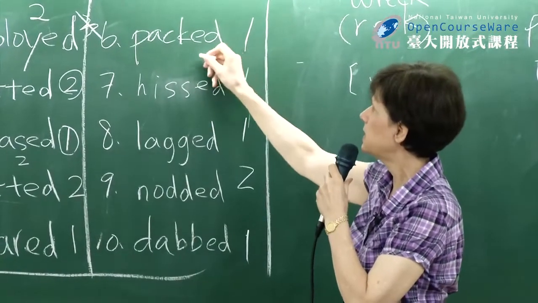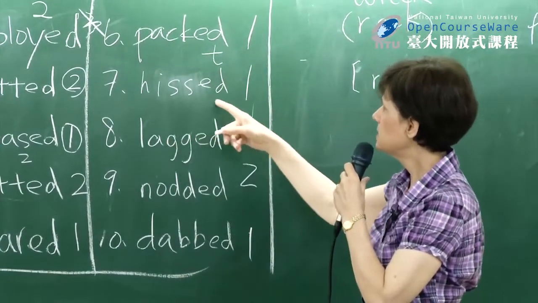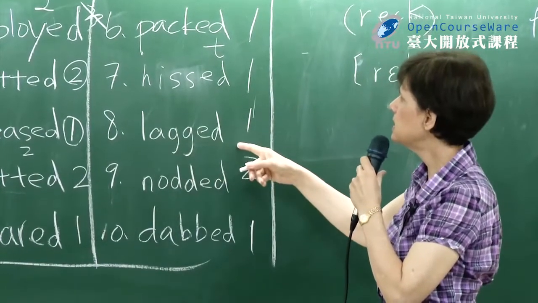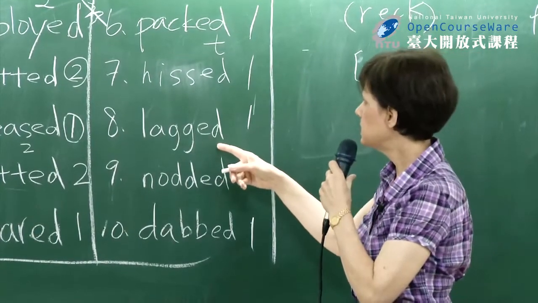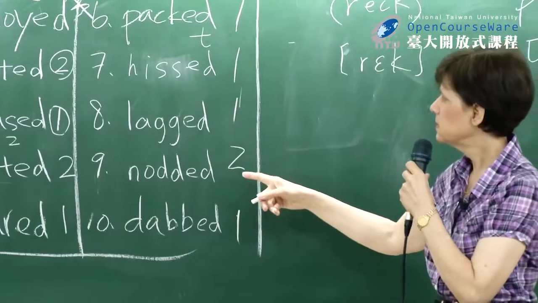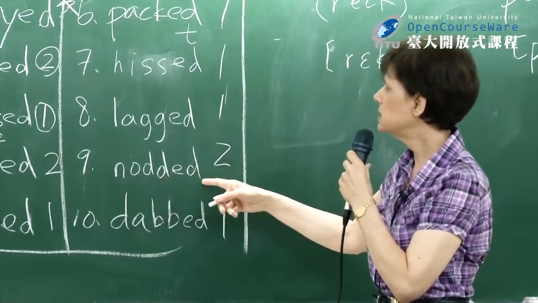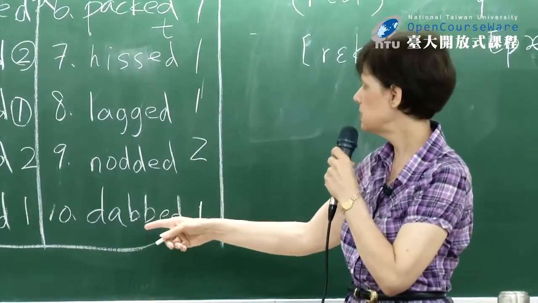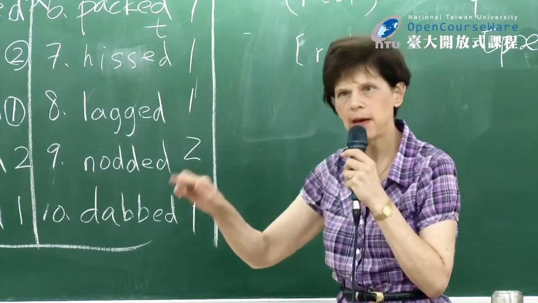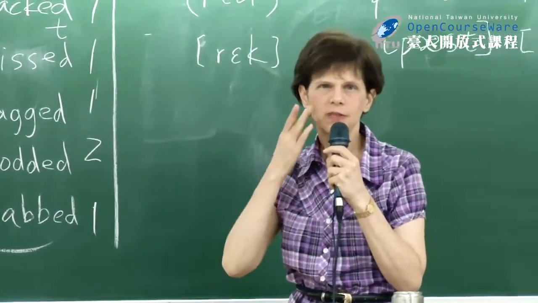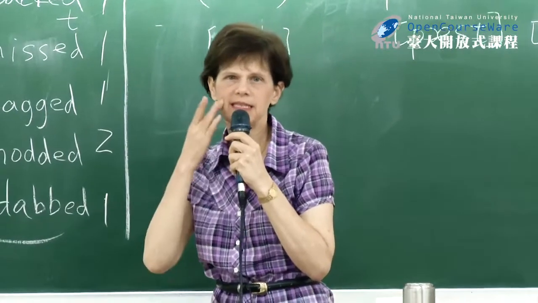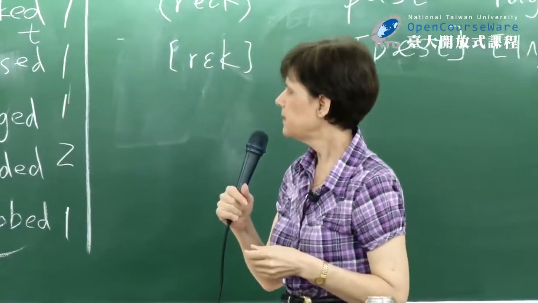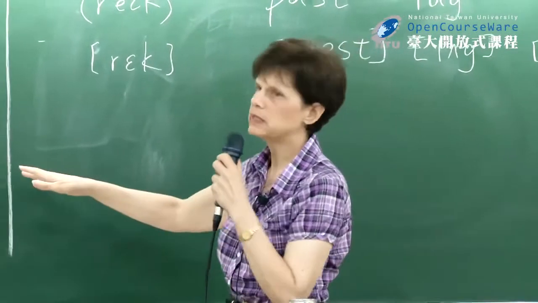Because this is voiceless, we just add a T sound here. Hissed, same, it's voiceless, we add a T sound, no extra syllable. Lagged, it's voiced, so we add a D sound. How many syllables here? How do you pronounce it? Nodded, nodded is correct. And dabbed. It's not a D here. It's not a T or a D, so we don't add an extra syllable, dabbed. Dab means 点一下, to dab makeup on your face. 一点点的那个铺上粉啊,那个粉妆之类的. Okay?